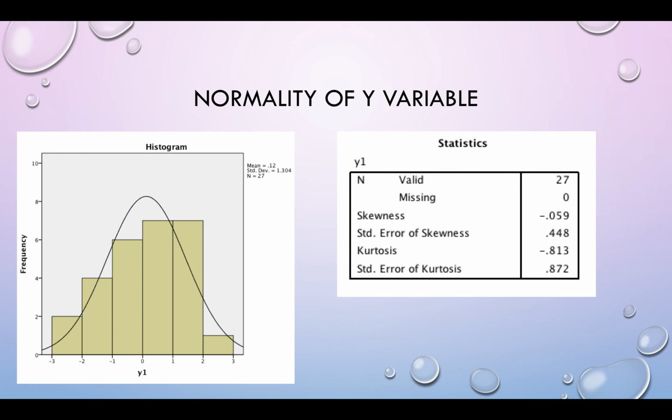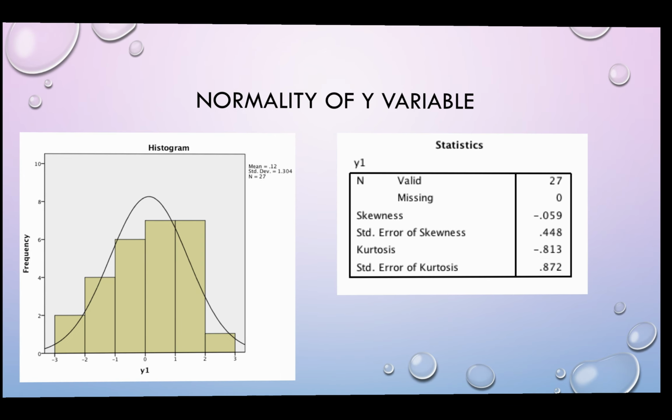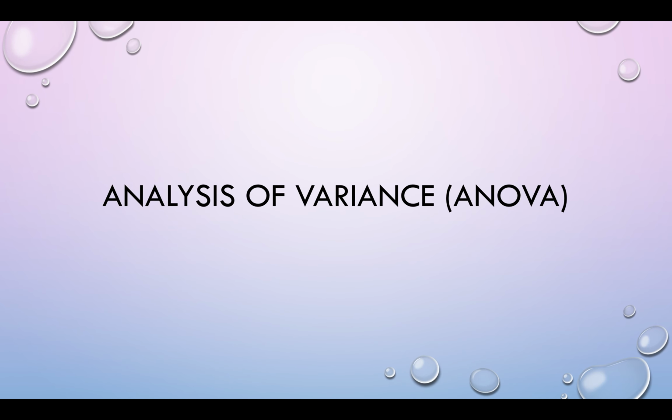The kurtosis value should be between -2 and 2. Ours is -0.813, so we can conclude it is normal. It's a normal distribution based off this value. Looking at the shape, ours is close enough to the bell curve, but it is not normal because it is negatively skewed. Now, analysis of variance, or ANOVA, is a measure of differences.